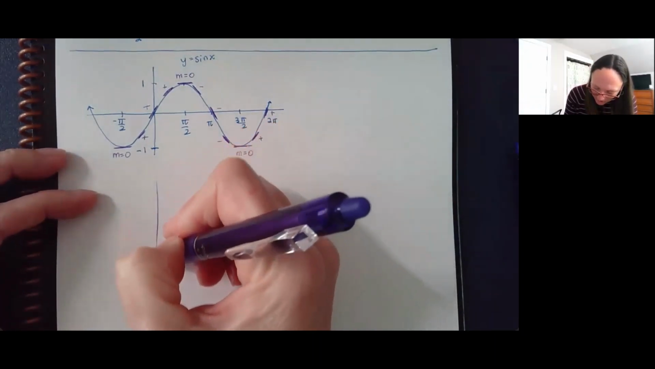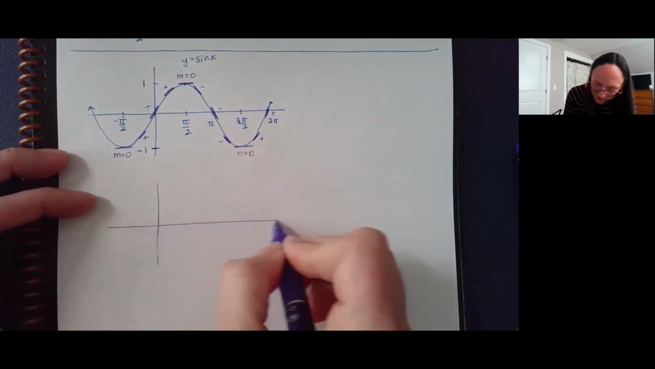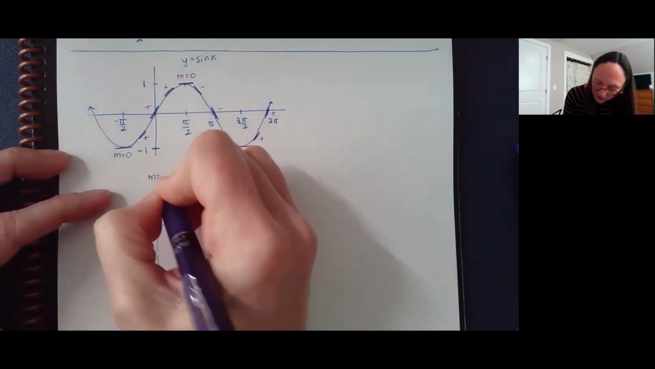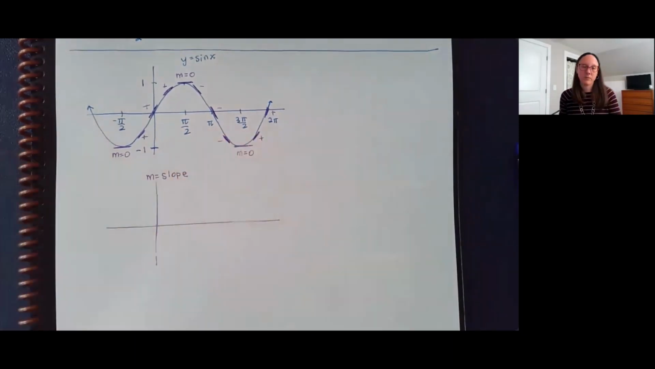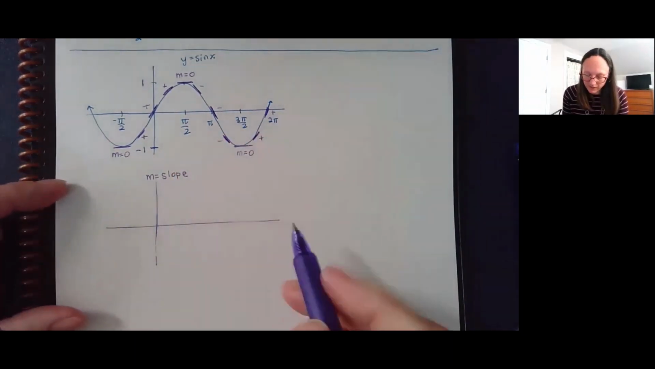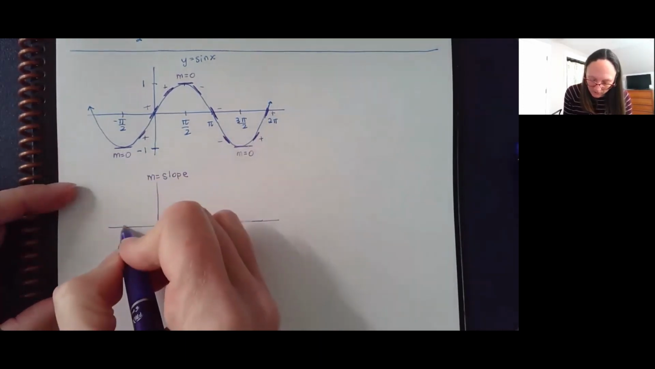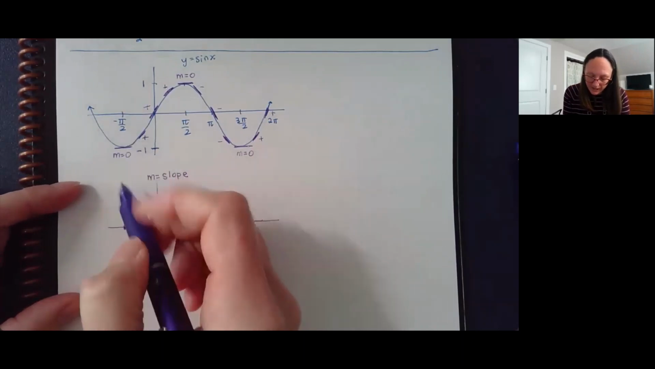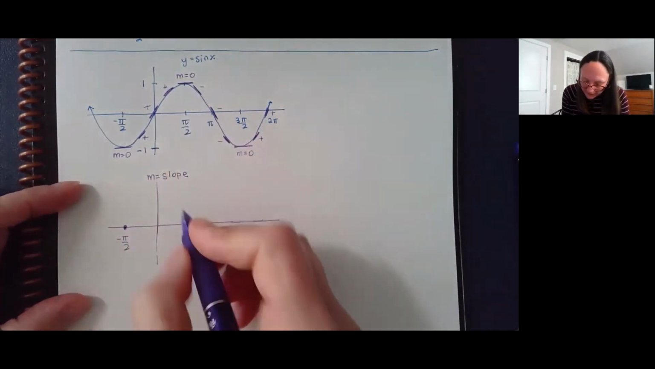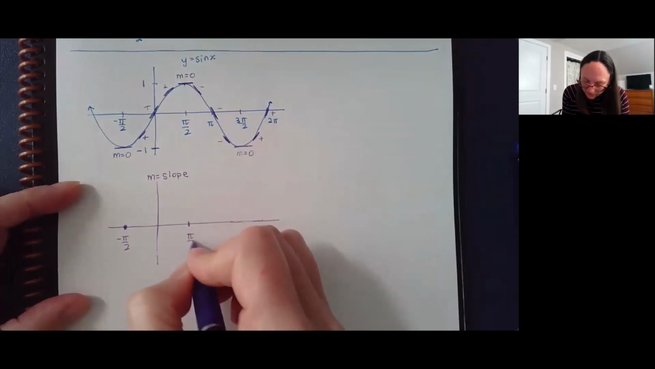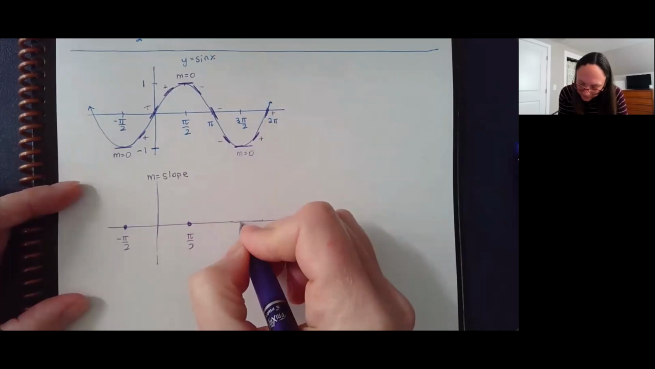So if I were to think about, instead of graphing that function, but I actually wanted to graph the slope, then I know that a graph of the slope should be 0 at negative pi over 2, at pi over 2, and 3 pi over 2.